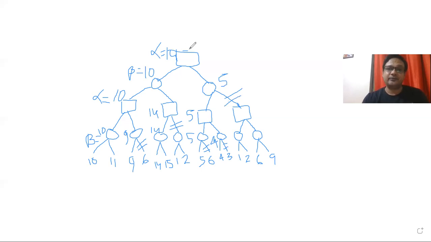So my result will be 10 here. There will be no effect on this value of alpha. It will be 10. So this is the example of alpha beta pruning.